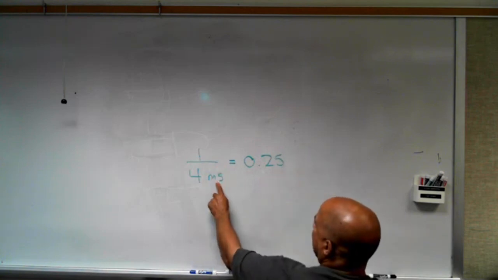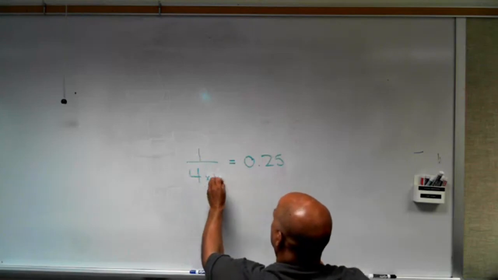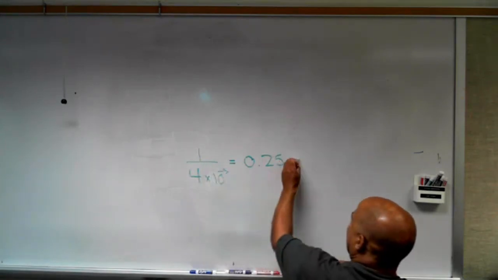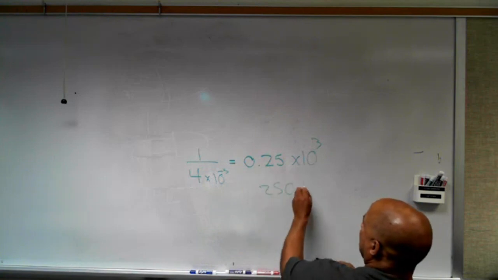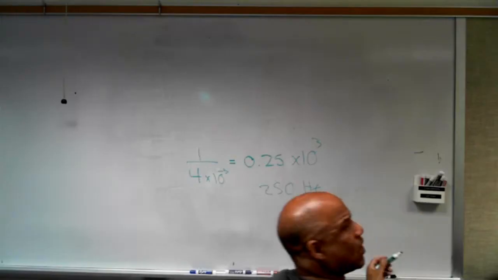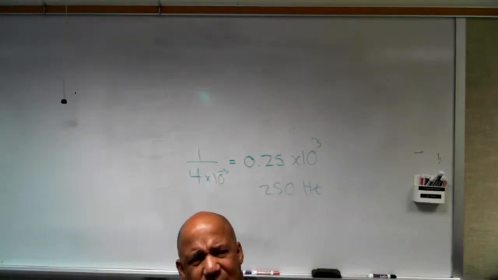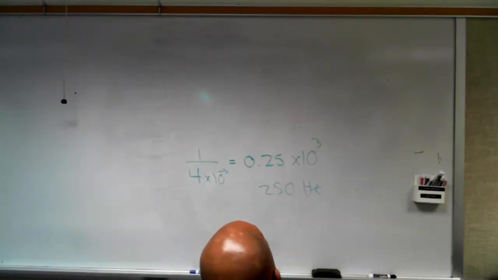But since this is milli, remember that's 10 to the minus third, and when you bring that up, that'll be 10 to the third, which will make it 250. Okay, cool. Yeah, and I think a couple people had that question, so it wasn't just you.